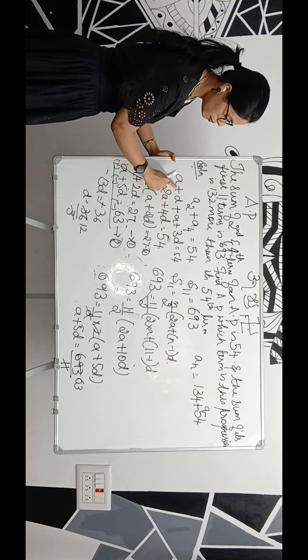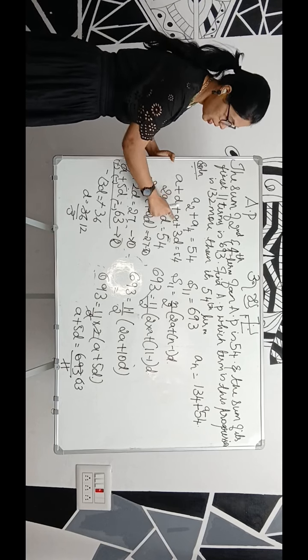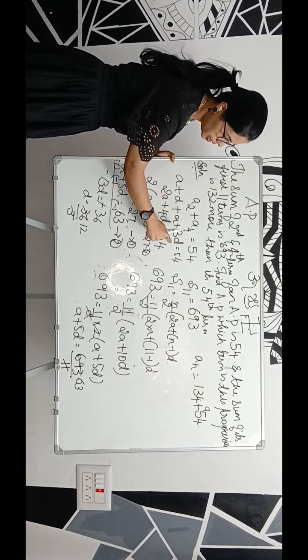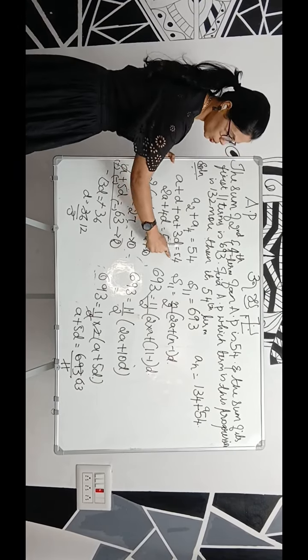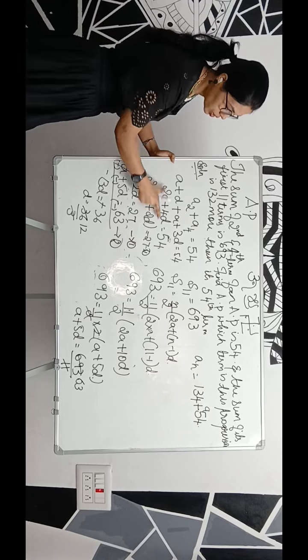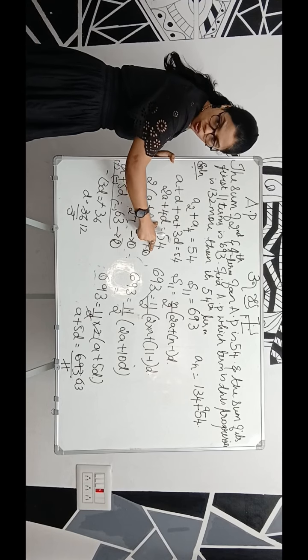So A and A becomes 2A, A plus A is 2A. D plus 3D is equal to 4D. So we have 2A plus 4D is equal to 54.